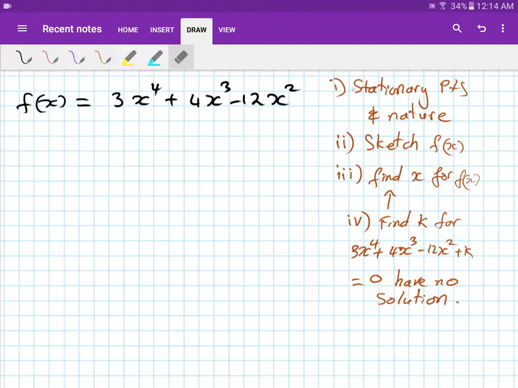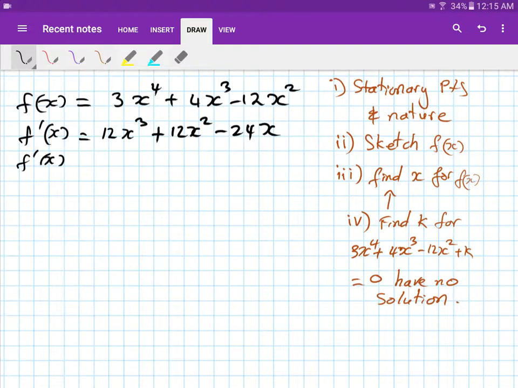Now, step number 1, we're going to find the stationary points first. To find stationary points, this means that f'(x) is 0. Then we solve for x. So I'm just differentiating this first. f'(x) equals 12x^3 + 12x^2 - 24x. Now, f'(x) equals 0.